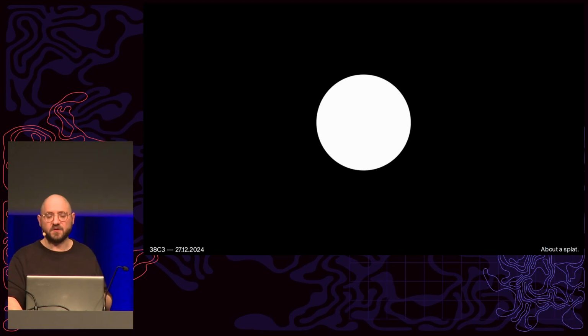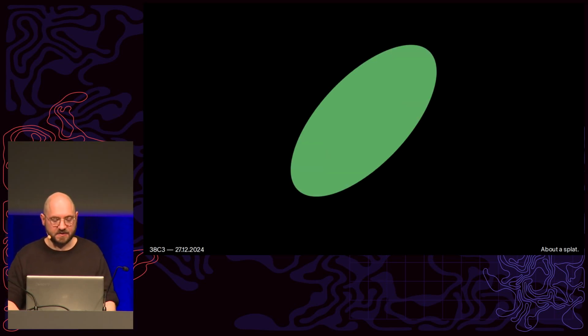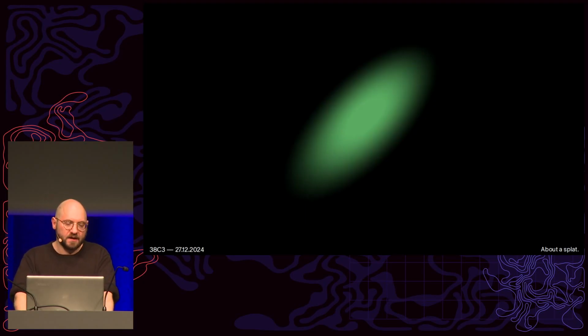A single splat holds information about position, so its location in 3D space, about color, which is just an RGB value, about something called covariance, so how much it is scaled, skewed, and rotated, and opacity. They form these ellipsoids that are kind of blurry at the edges.